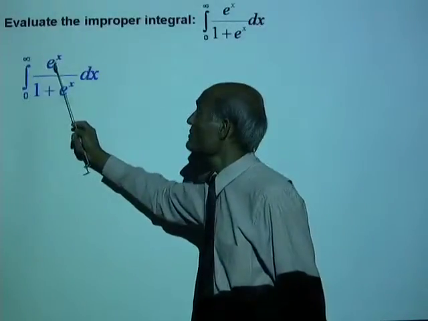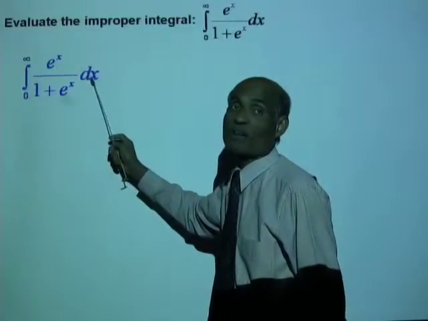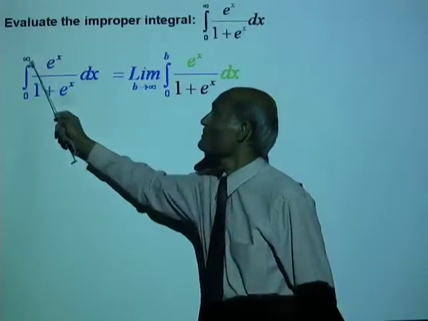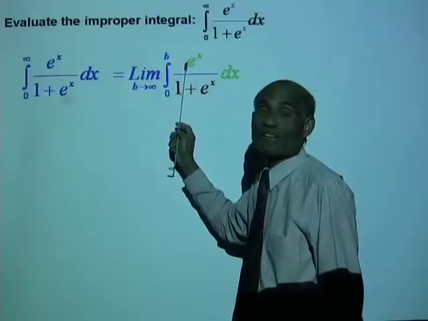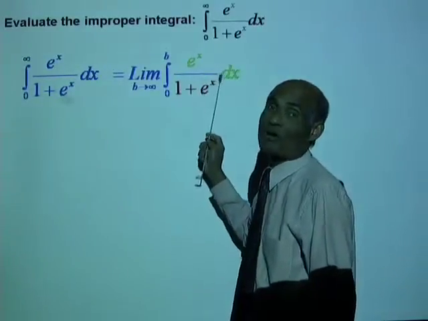So, write this as a limit. The integral from 0 to infinity of e to the power of x divided by 1 plus e to the power of x dx is the limit as b goes to infinity of the integral from 0 to b of e to the power of x over 1 plus e to the power of x dx.